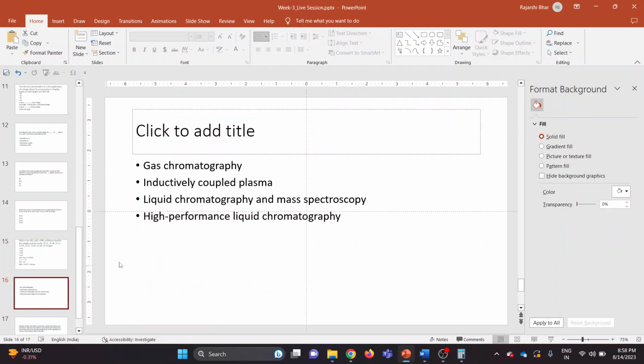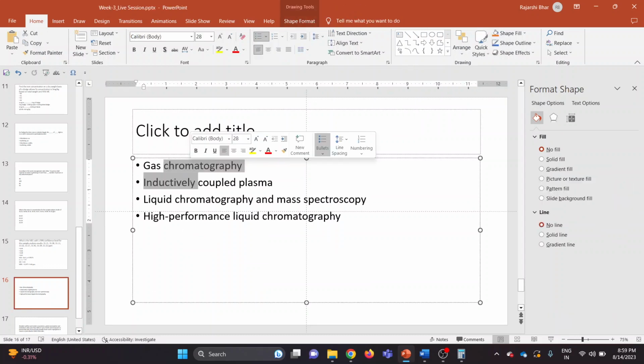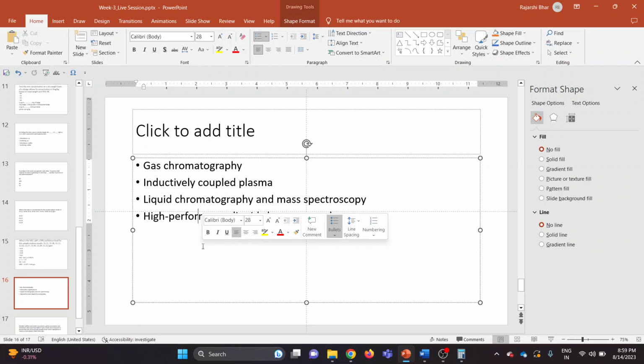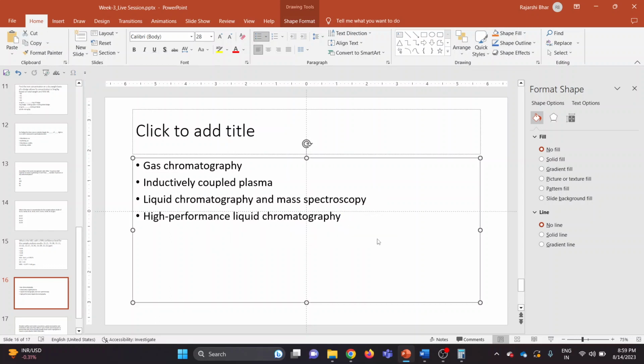Now the next question was, different instruments were provided to you. These were the instruments, and you had to choose which one is suitable for analyzing the presence of heavy metals. So the correct answer was inductively coupled plasma.